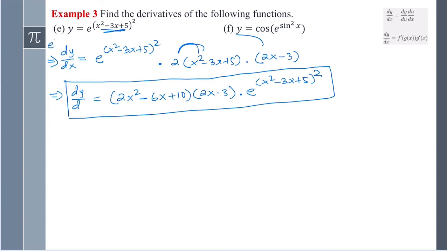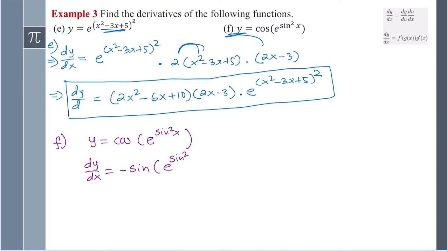So that was e. Now let's look at this next question, which is f. So y equals cosine of e to the sine squared x. Again, we have 3 functions here, 3 compositions, okay? So the outer function is cosine, so dy over dx equals the derivative of cosine x, which is negative sine x. So the derivative of cosine is negative sine, and then we don't change anything that is inside, we just leave it as it is.